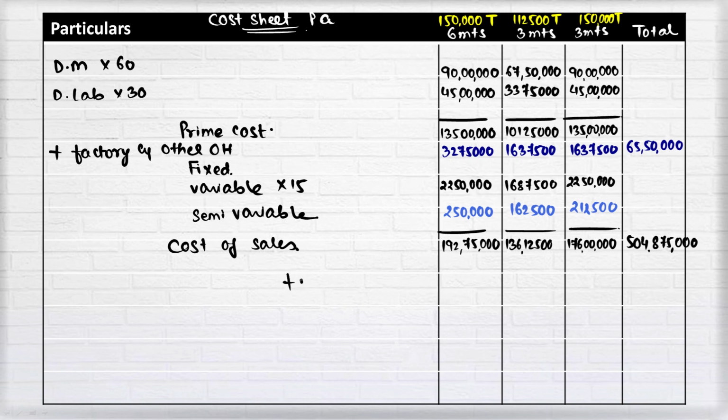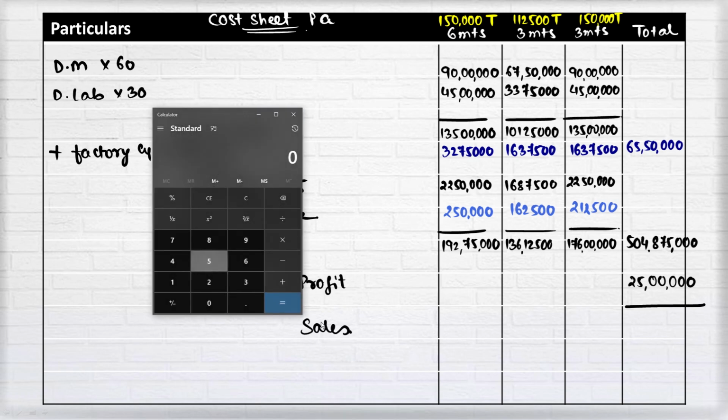We want a profit of 25 lakhs. I will have to do sales of 504 lakhs 875,000 plus 25 lakhs, 507 lakh 75,000.